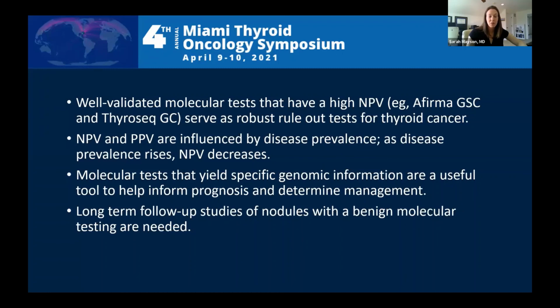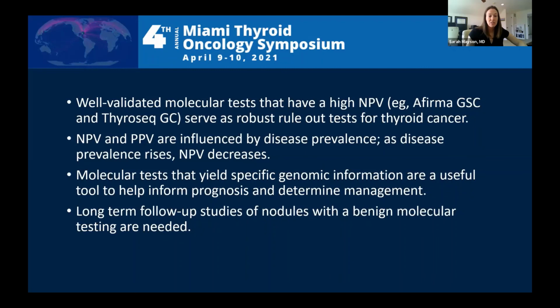And so in conclusion, I want to say that well-validated molecular tests that have a high negative predictive value, such as the Afirma and ThyroSeq tests that I've reviewed here, serve as robust rule-out tests for thyroid cancer. Keep in mind that negative and positive predictive value are influenced by disease prevalence, and as disease prevalence rises, the negative predictive value will decrease. It's important to consider how a higher disease prevalence will affect the reliability of a negative molecular test result, particularly with Bethesda 4 cytology, which generally has a higher prevalence of disease. And I mentioned this earlier when I was describing the Afirma test.